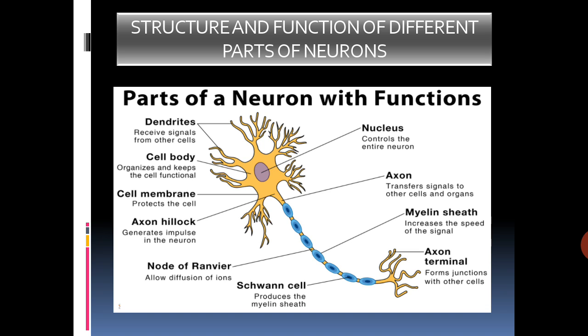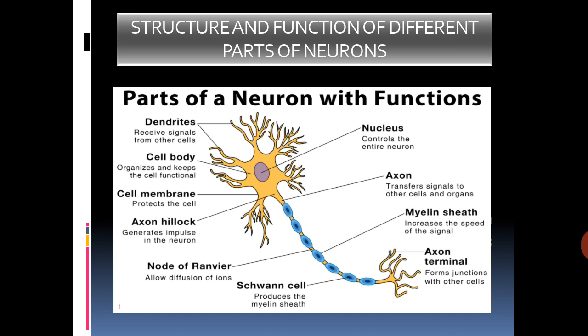Now coming to axon. Neurons generally have one single main axon. Axon refers to that part of the neuron which transfers signals to other cells and organs. They conduct a particular type of electric impulse, which is known as action potential, and this is conducted outward, away from the cell body.